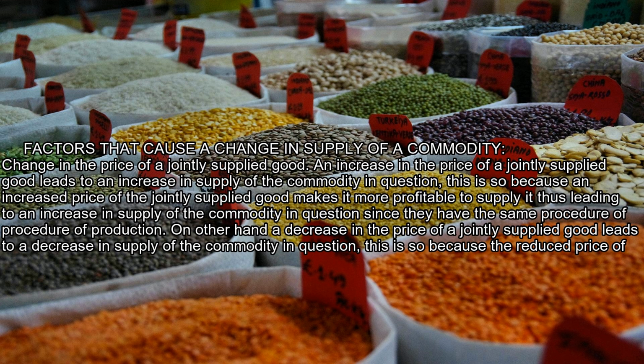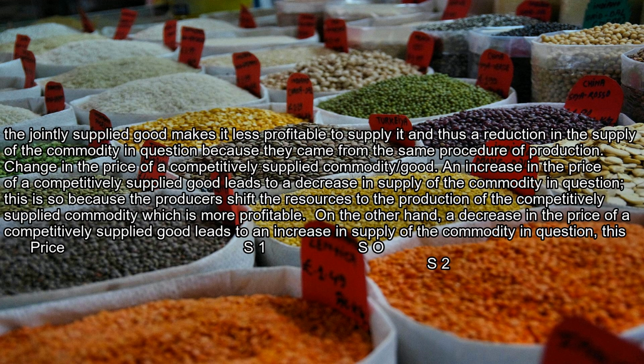Change in the price of a jointly supplied good. An increase in the price of a jointly supplied good leads to an increase in supply of the commodity in question. This is so because an increased price of the jointly supplied good makes it more profitable to supply it, thus leading to an increase in supply of the commodity in question since they have the same procedure of production. On the other hand, a decrease in the price of a jointly supplied good leads to a decrease in supply of the commodity in question. This is so because the reduced price of the jointly supplied good makes it less profitable to supply it, and thus a reduction in the supply of the commodity in question because they came from the same procedure of production.